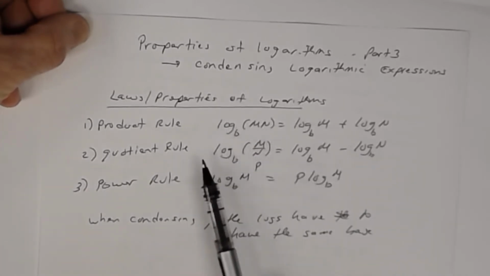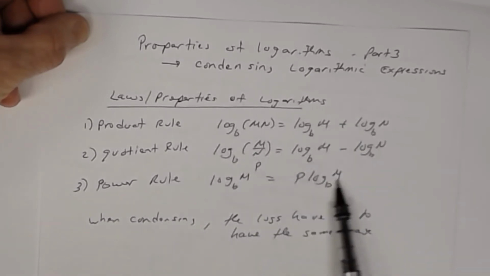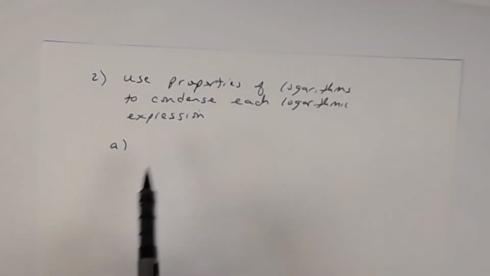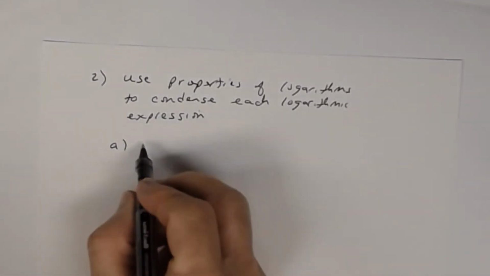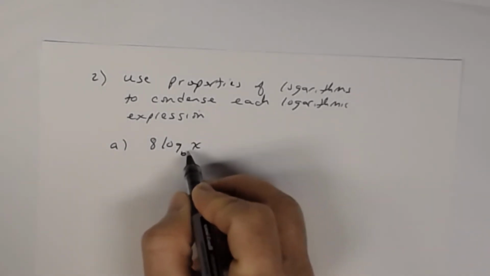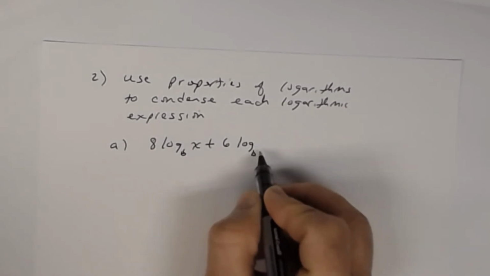So when you condense, you're going backwards. Remember, when you expand, you went from here to here. To condense, you're going from here to here. Okay? So let's go to number 1. In 1a, we have 8 times the log base b of x plus 6 times the log base b of y.